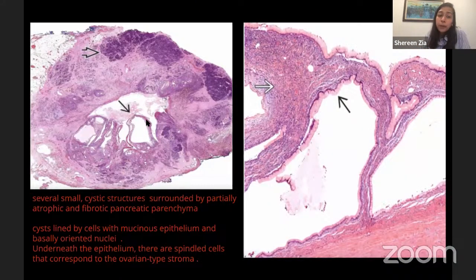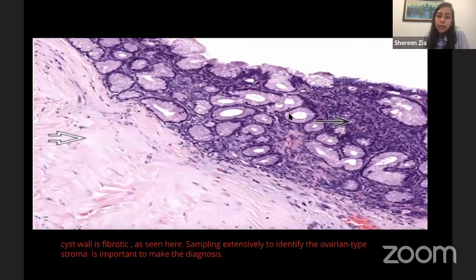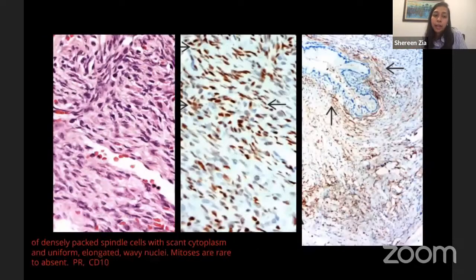So microscopically, you can see there are multiple cysts. They're lined by cells with mucinous epithelium, and they can show a background ovarian stroma, which is usually spindled cells. And over here, sometimes the ovarian stroma is not appreciated. The stroma is more fibrotic as seen in this example, but then you have to extensively sample them, and there are some markers that can be used.